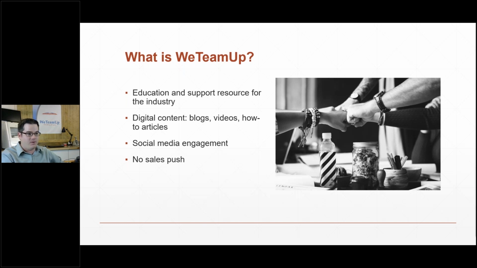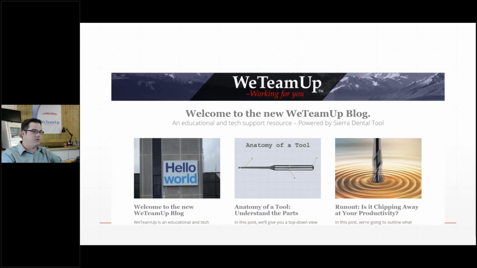You're not going to find anywhere in there where I'm saying, hey, buy this or buy this. It's just one directional. We want to make sure that people are getting the best out of their situation from a CAD/CAM standpoint. And that's what it looks like. It's just a clean blog-based site, and you can read about a lot of the stuff that I'm rambling about in this presentation.